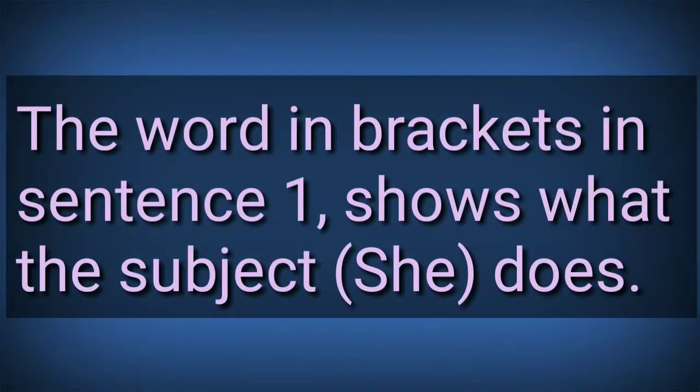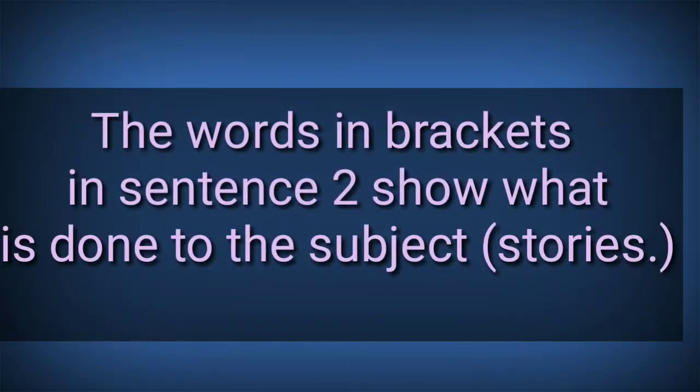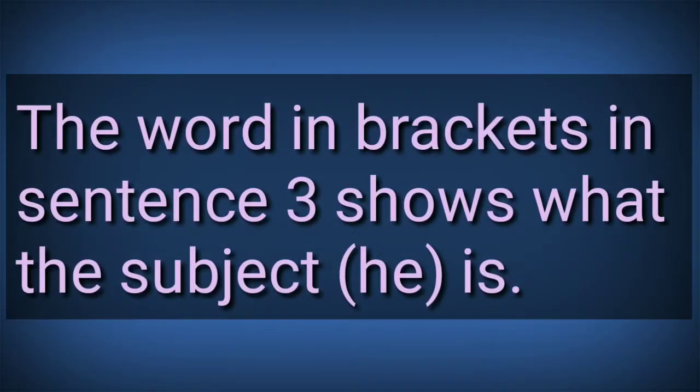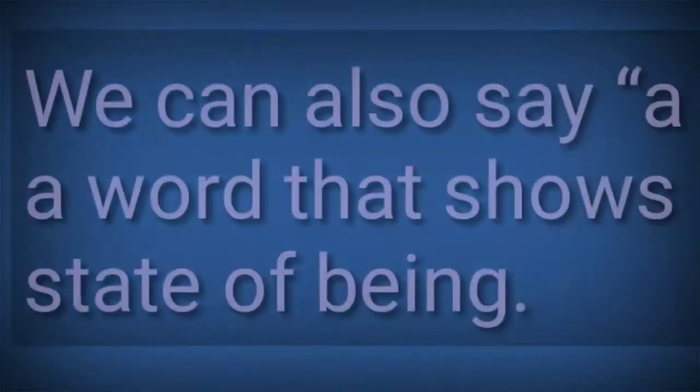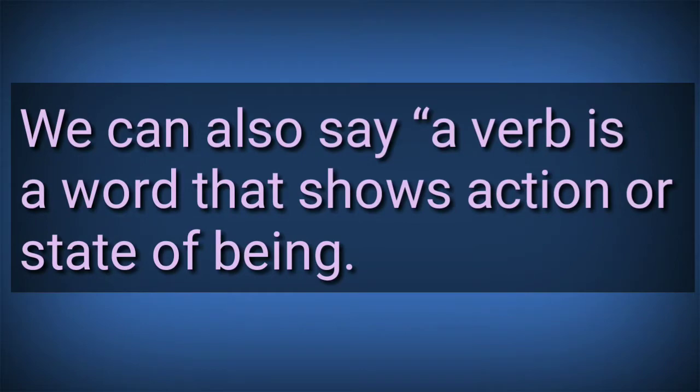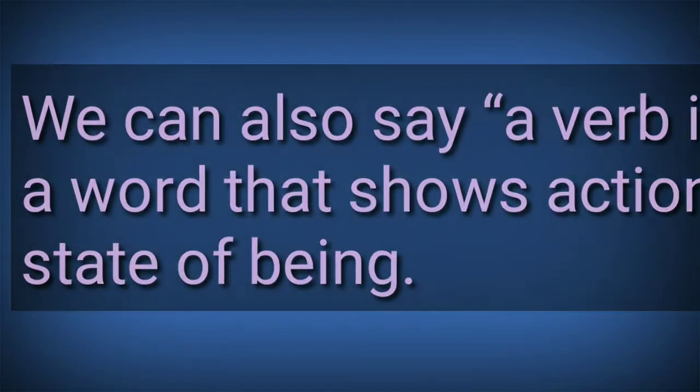The word in brackets in sentence 1 shows what the subject she does. The words in brackets in sentence 2 show what is done to the subject stories. The word in brackets in sentence 3 shows what the subject he is. So we can say that a verb is a word that shows what the subject does, what is done to the subject, and what the subject is. We can also say a verb is a word that shows action or state of being.